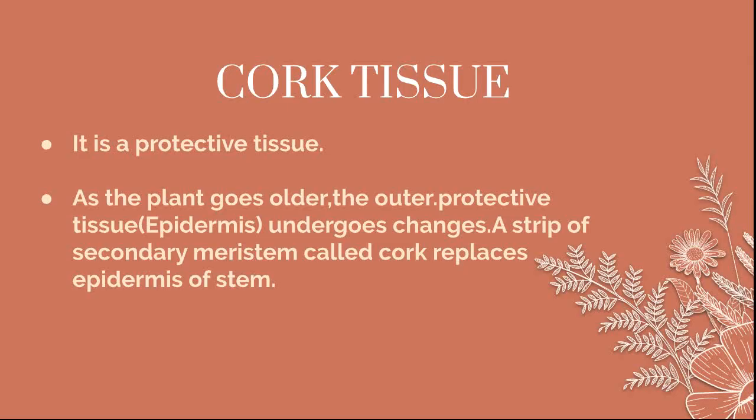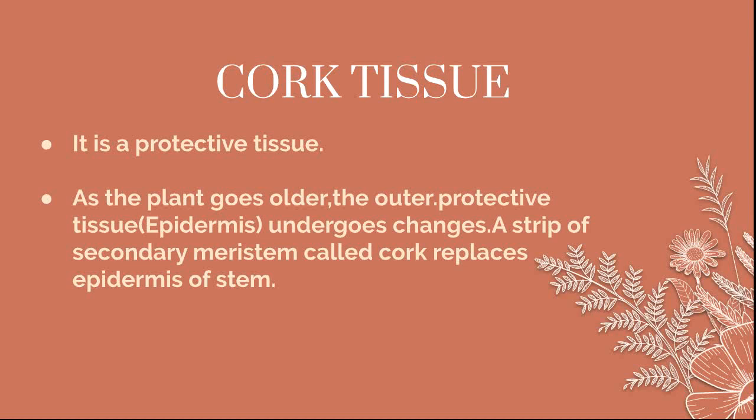Now we are going to study about the cork tissue. Now students, as the plant grows older, the outer protective tissue undergoes certain changes. You must have seen that the outer layer of a branch of a tree is different from the outer layer of a young stem. Now what happens when the plant grows older? At that time, the outer protective tissue undergoes changes, and a strip of secondary meristem, which is located in the cortex, forms layers of cells which make up the cork.